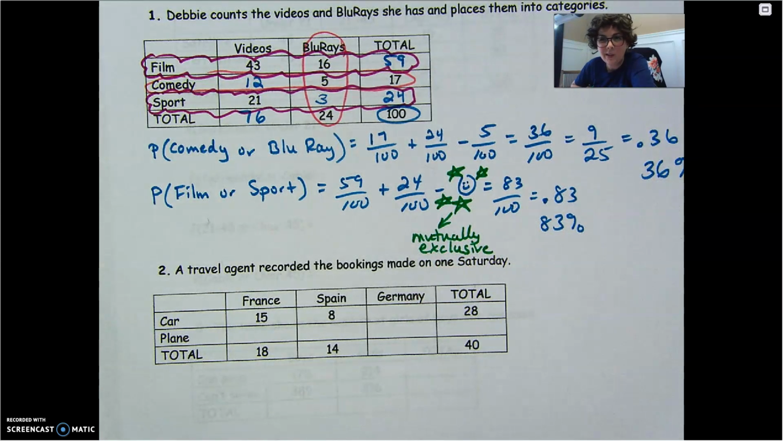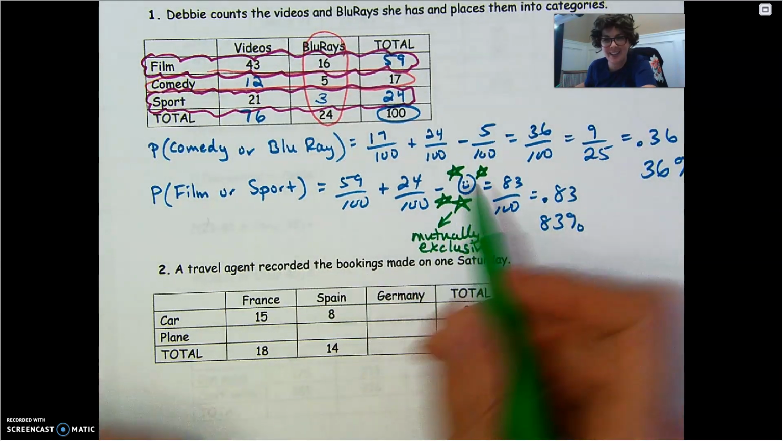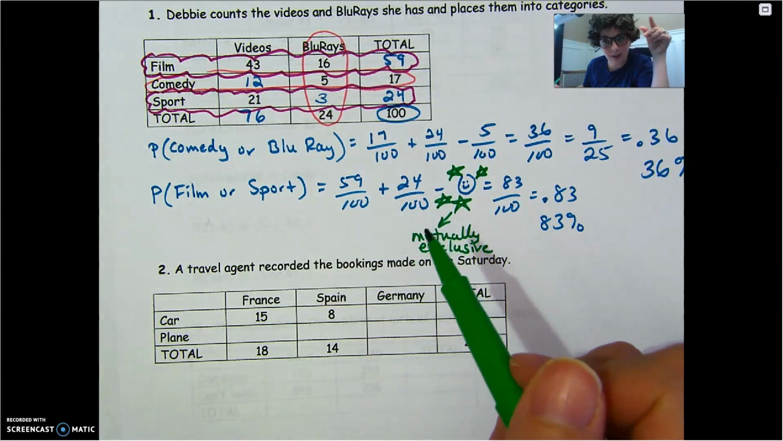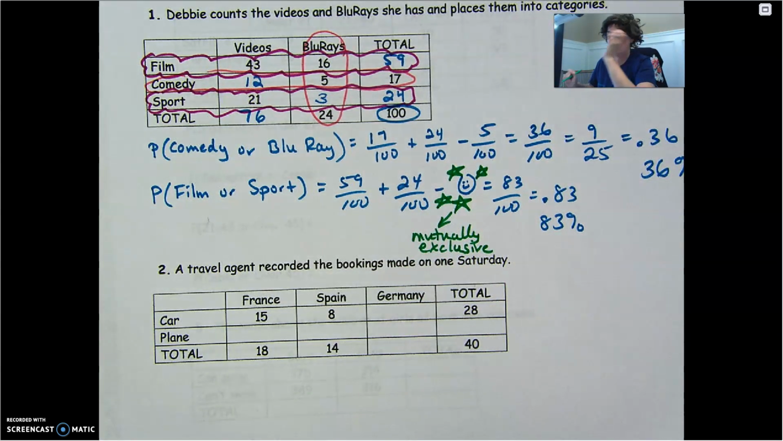Back when my grandparents were dating, they used to call it mutually exclusive, right? Me and Earl, we're mutually exclusive. And that meant it was just the two of you, that you didn't share anybody, that you didn't have an overlap, right? It was just the two of you. Same idea with probability. Mutually exclusive means no overlap.